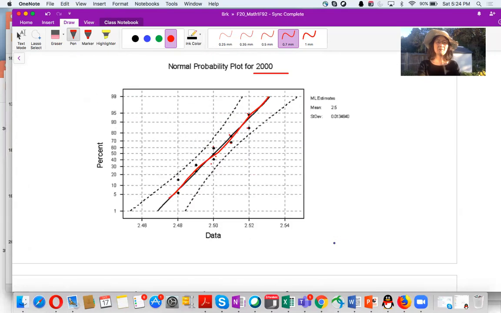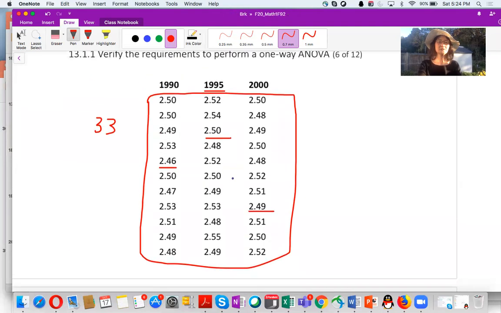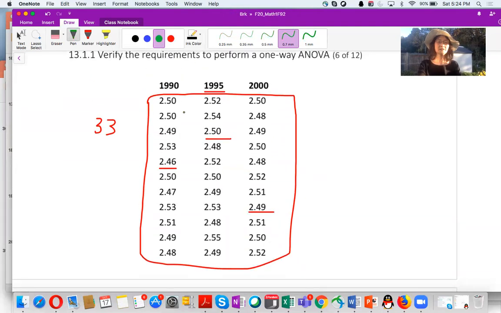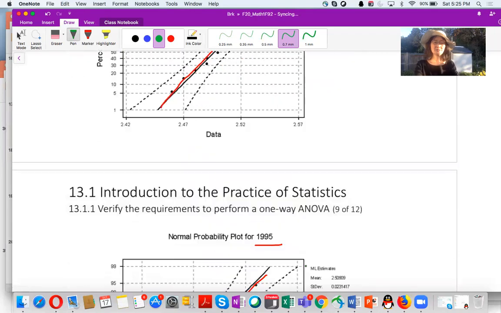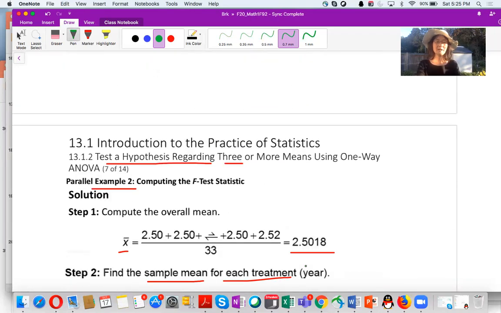How do you do the sample average? This is sample 1. You add them all, divided by 11, and you get x1 bar, sample 1 average. And this is sample 2 average. Add them all, divide by 11, x2 bar. And this is sample 3 average. Add them all, divided by 11, x3 bar. So you did the sample average.